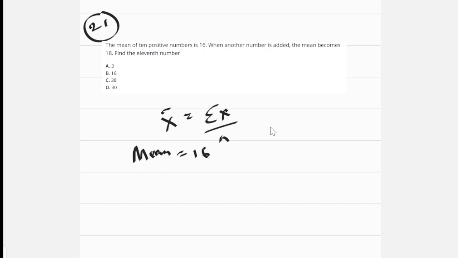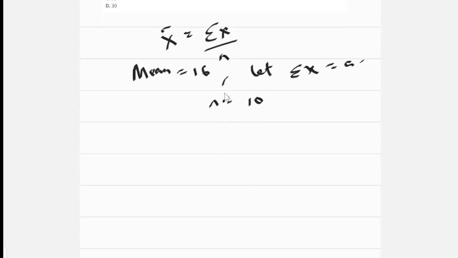So you can say, let summation x be a, since we don't know it. That is, the sum of this is a. Then my n is what? Since they say the mean of 10 positive numbers, in essence, my n is equal to 10. I hope you understand that. If you substitute there, I can know what will be the sum of all the numbers.